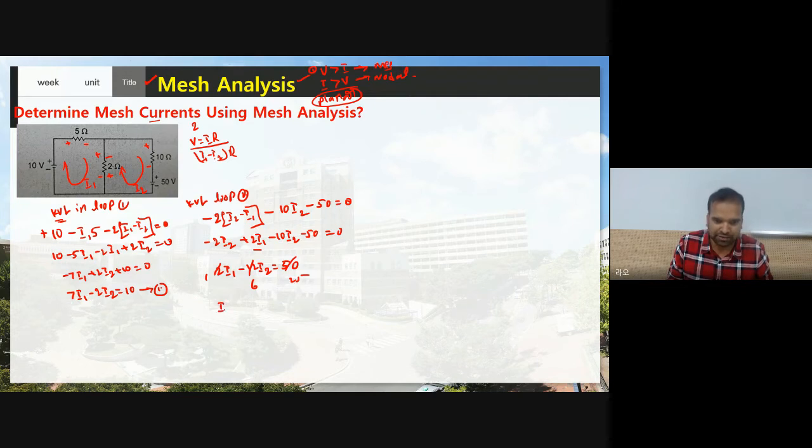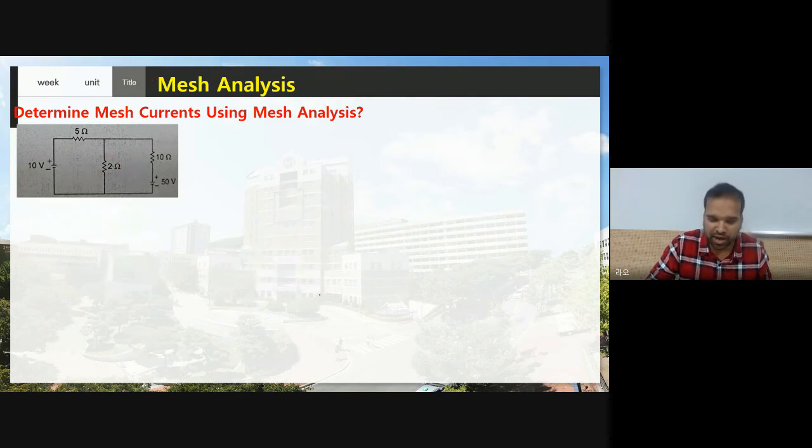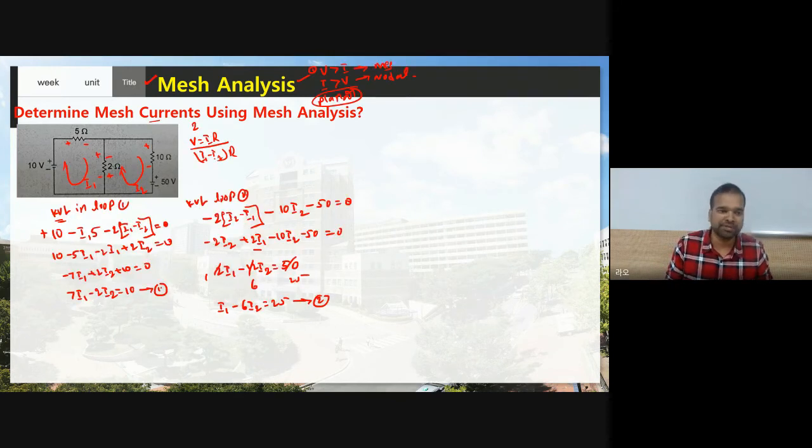Now therefore I1 minus 6I2 equal to 25. This is my equation 2. Now here, what is our goal? We need to find mesh currents I1 and I2. Then you have two equations, right? So by using equation 1 and equation 2, you can find I1 and I2.